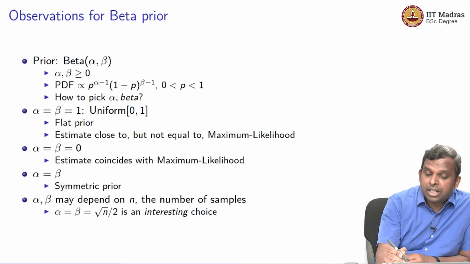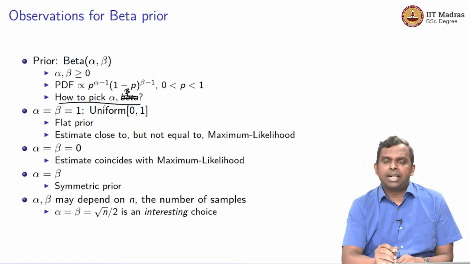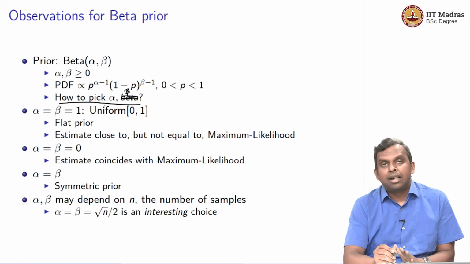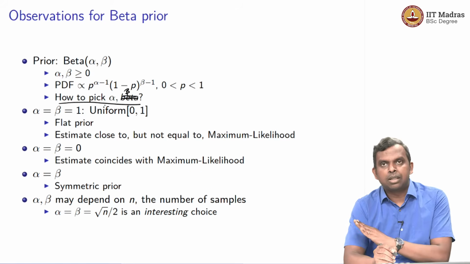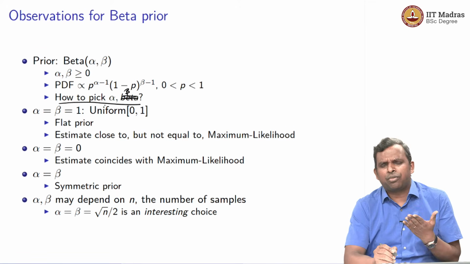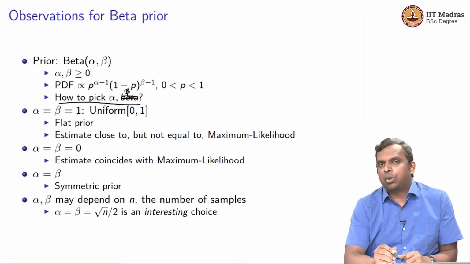An important question, how to pick alpha beta? Supposing you want to use the beta distribution in a Bernoulli sample setting. Okay, how do you pick alpha beta? Okay, I'm not going to answer that question now immediately. In the problem section, when I solve problems, I will show you one method to pick alpha beta. Okay, so there are lots of other methods as well. Many people use different philosophies and approaches, but I'll show you one approach which is reasonably good and popular in some settings.